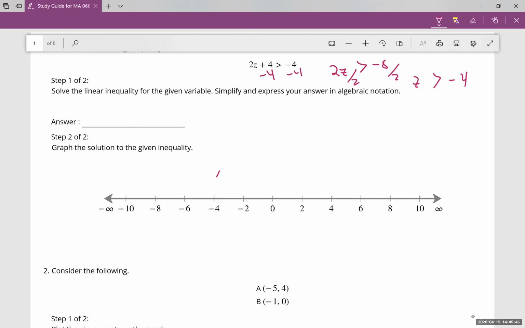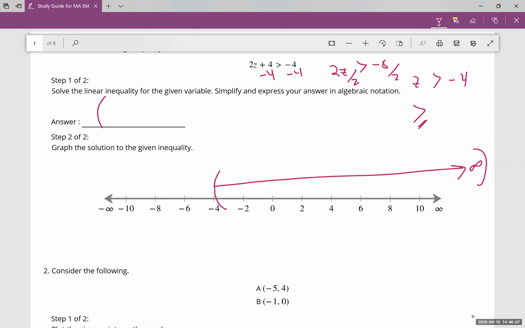So on this number line, I'm going to use an open parenthesis, and I'm going to go all the way to infinity. And you would use a closed parenthesis if it was greater than or equal to. If it's greater than or equal to, you use that hard bracket. Infinity is always going to have the open parenthesis, same with negative infinity.